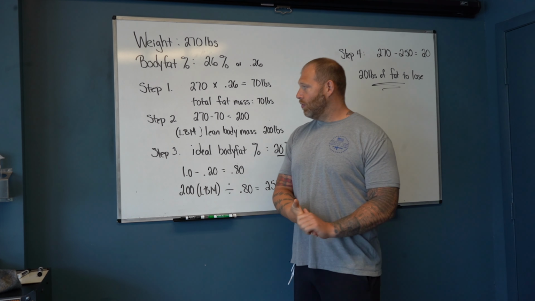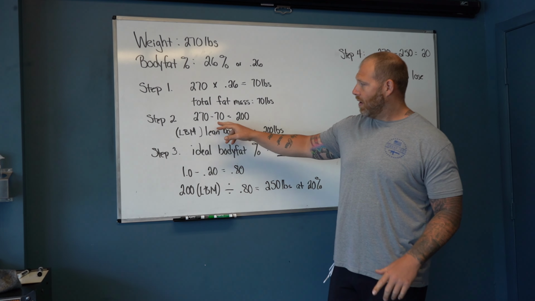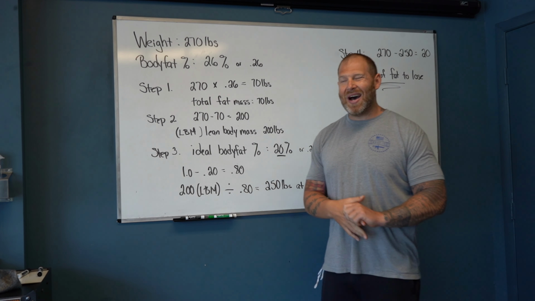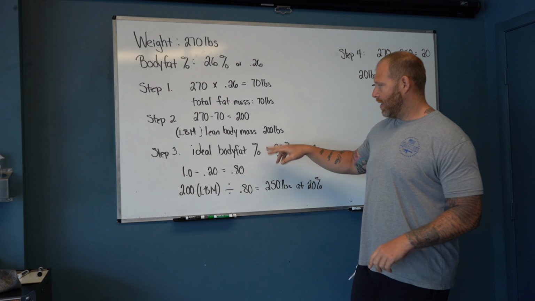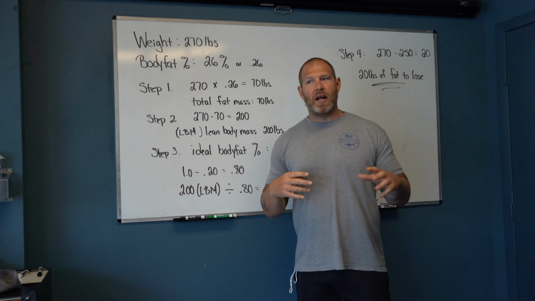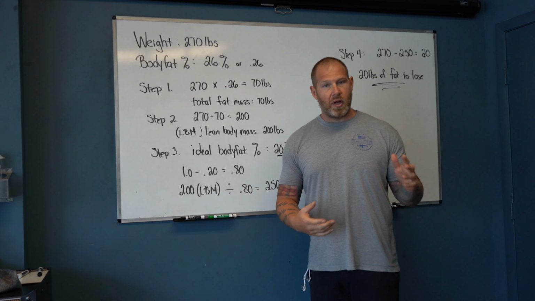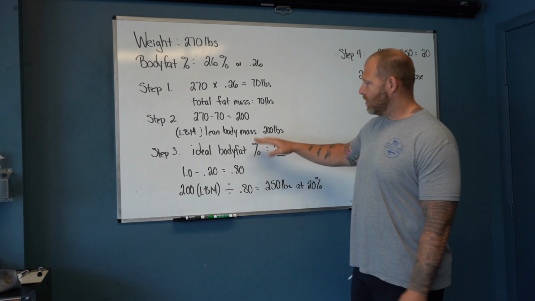Okay, step two is you take 270 minus 70, which is 200. 200 would now be your lean body mass. Okay, that's how much muscle you have, that's how much bone density you have, that's how much organ tissue, organs you have, all that fun stuff.